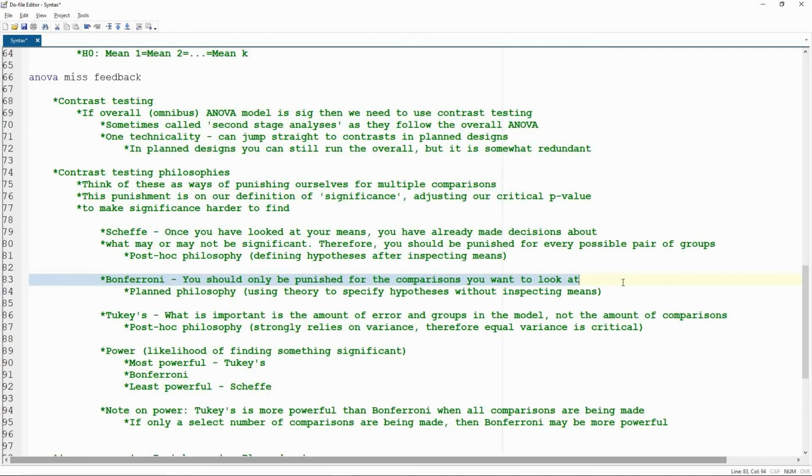So if we only want to make 3 comparisons, we take our 0.05, we divide it by 3, and we give each comparison its own chunk of 0.05, so that when you add it up, they get a total of 0.05.